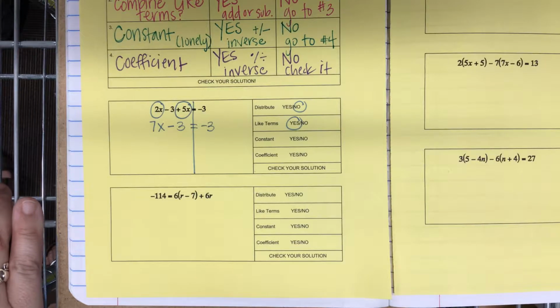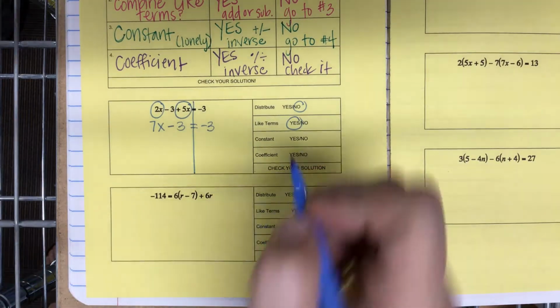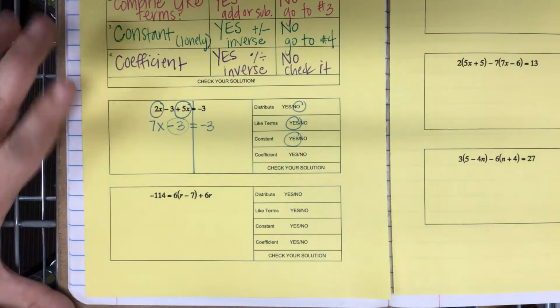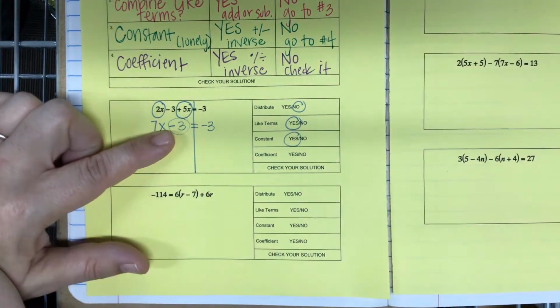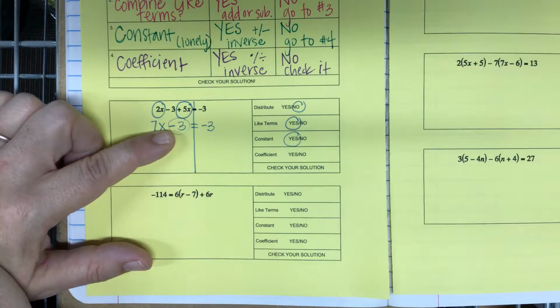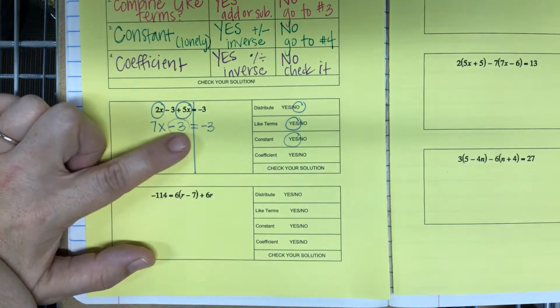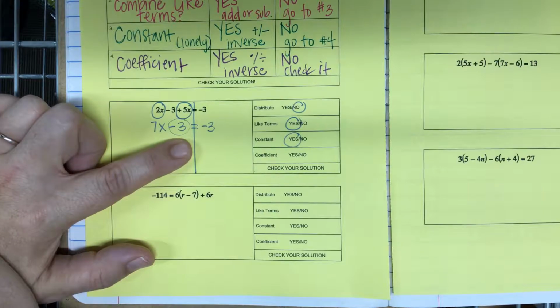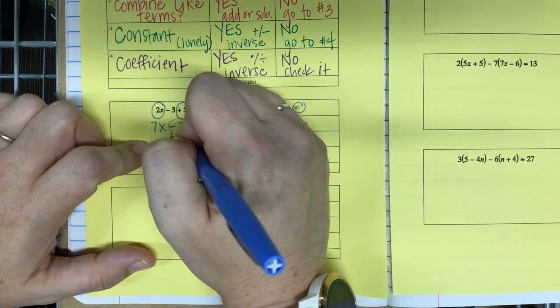Next question. Is there a constant? Is there a lonely number up there? Yes. That -3 is my lonely number. Here's my variable. Here's my lonely number. So I need to use inverse operations. What's the opposite of -3? Plus 3.